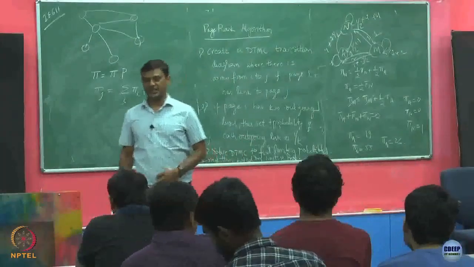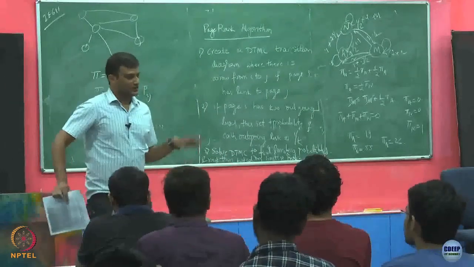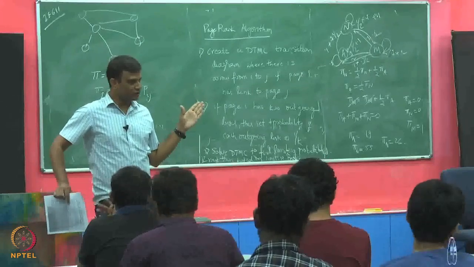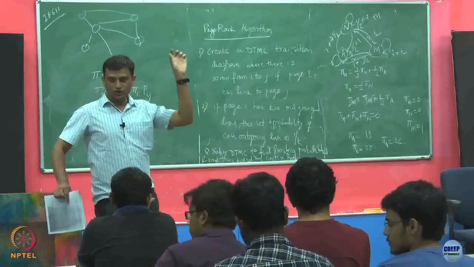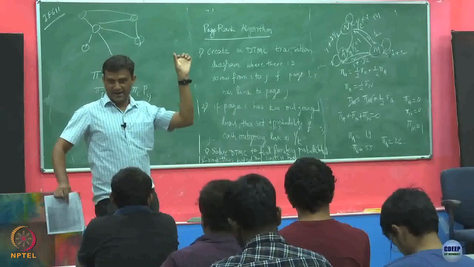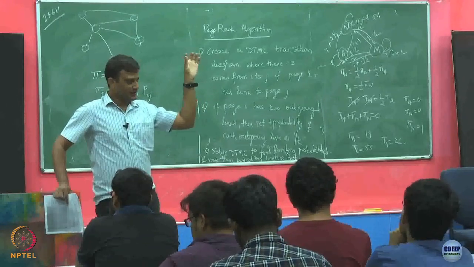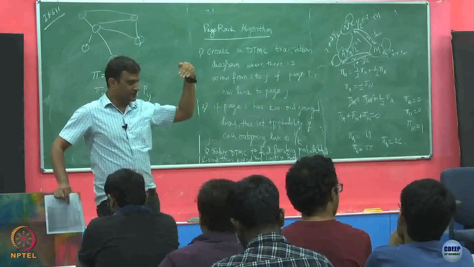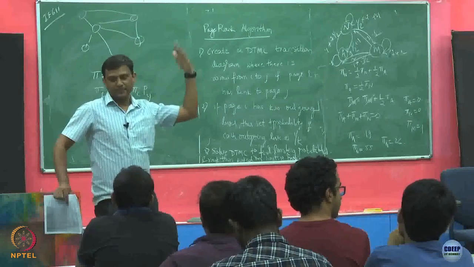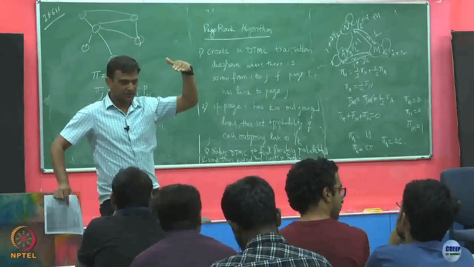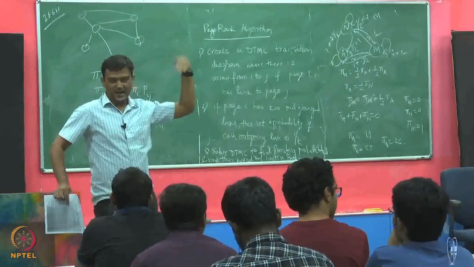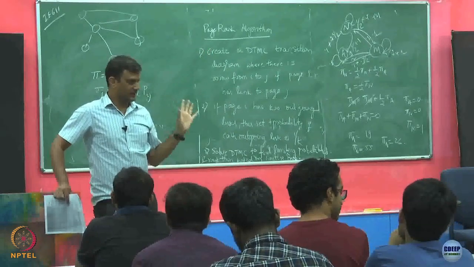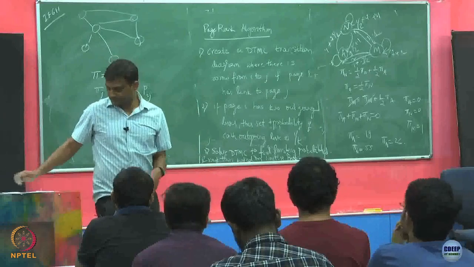So basically what we see is that, by looking at this equation pi equals pi P, if I choose my P matrix appropriately, the solution of this will yield somehow the preference which captures the preference of others, right? And in that way this is going to be a good ranking, okay?